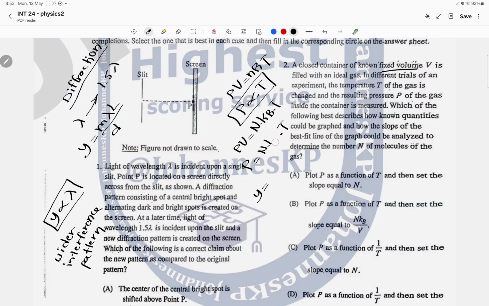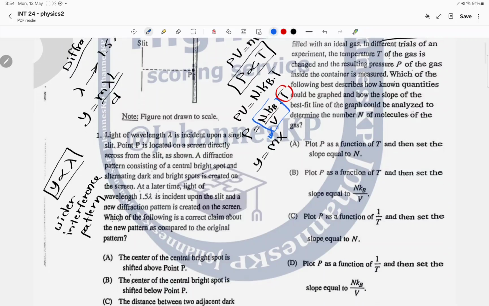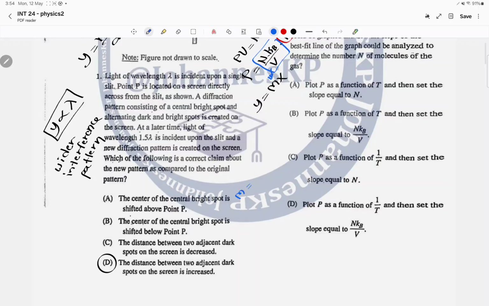let's say, oh yeah. So you know what's happening here? The temperature I'm able to change. The question said. That means temperature is going to be my x. So mx. So my slope is these guys. Okay. So my slope is N kB over V.